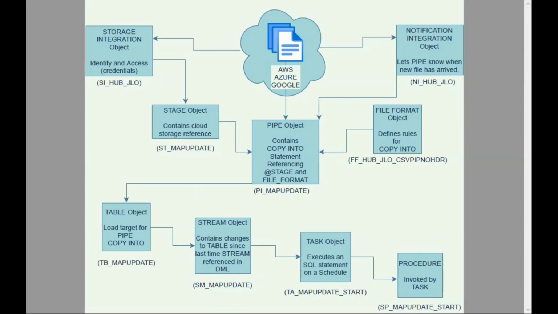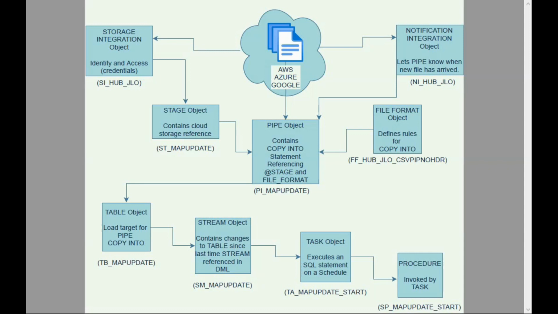This is the beginning of the update process. Files have been created in AWS or Google Cloud Bucket, or in our case, Microsoft Azure Blob storage. As shown in this diagram, a number of Snowflake objects have been created to process these files. Note that the names used in this application are listed in parentheses underneath each object.